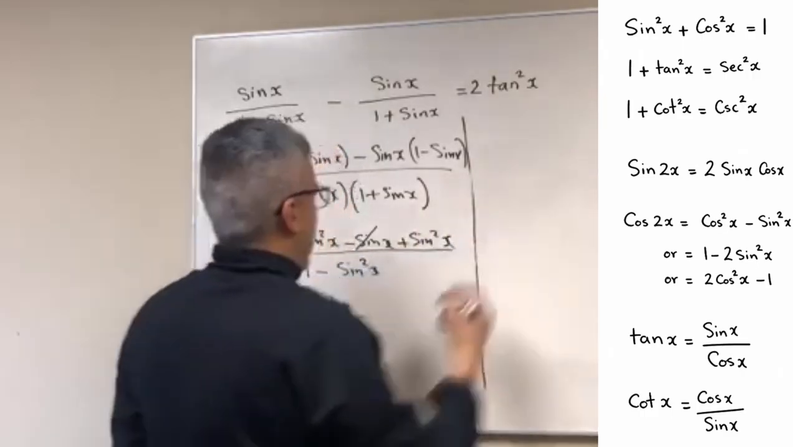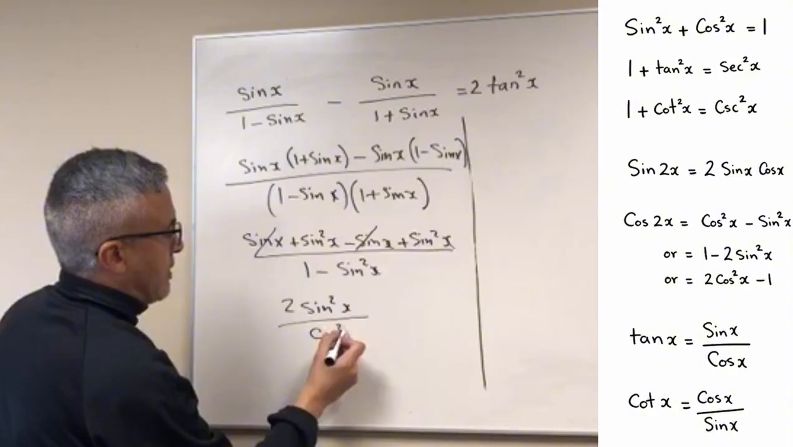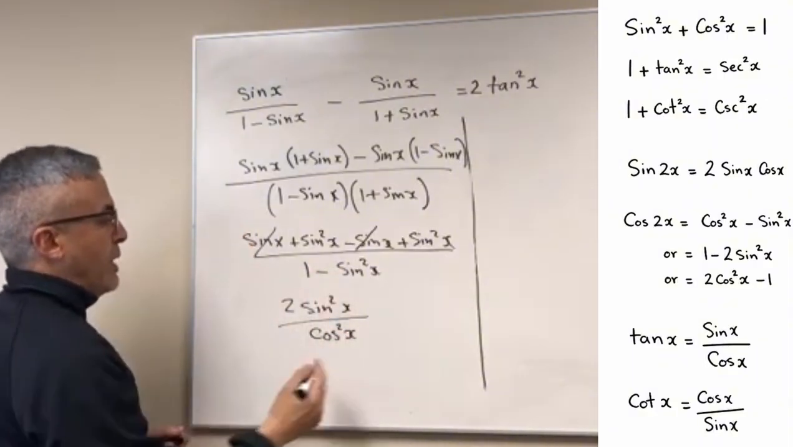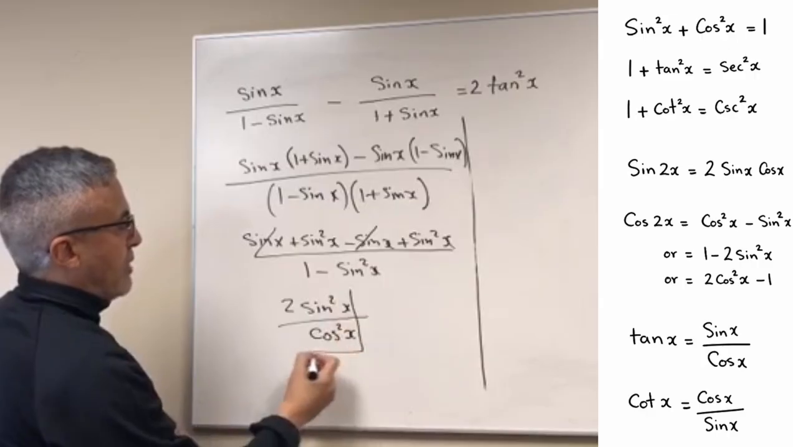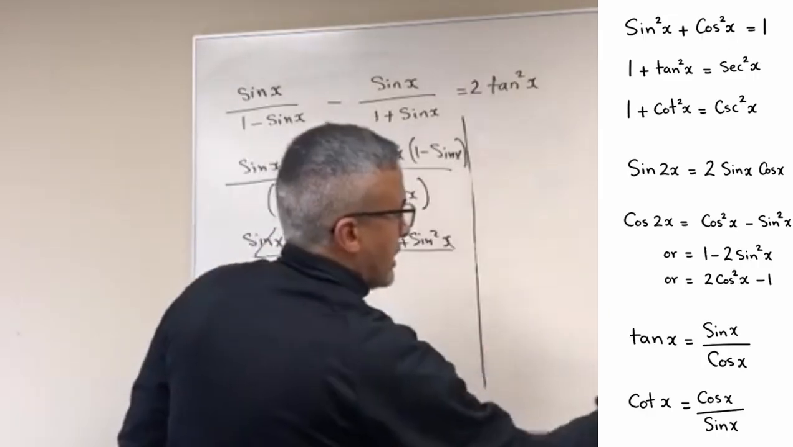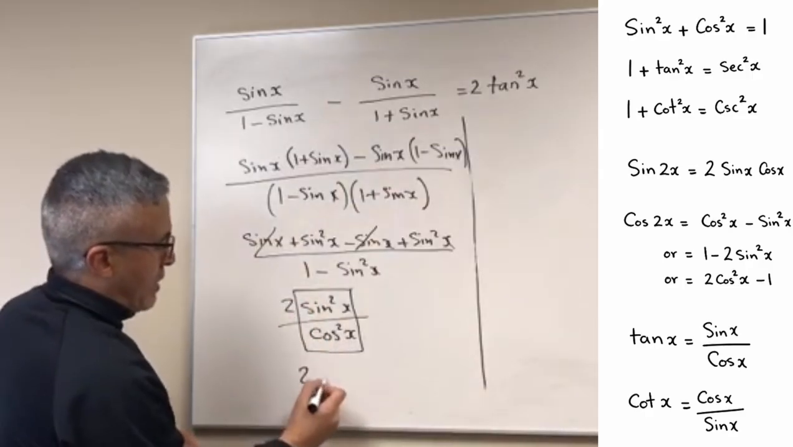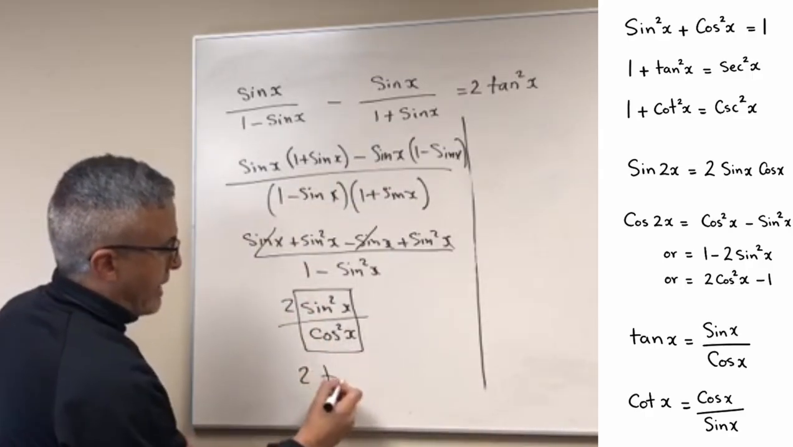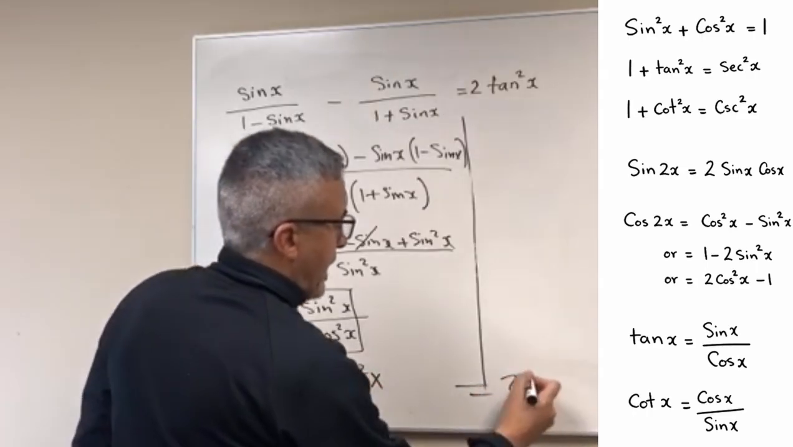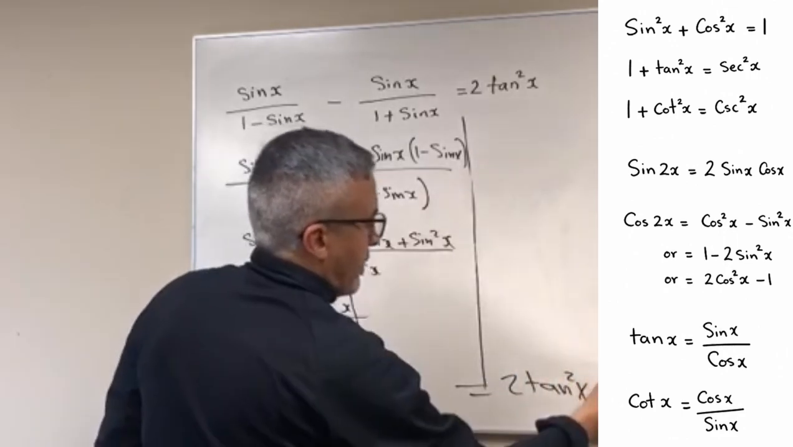Sine squared x plus cos squared x equals 1. We know we could manipulate this to 1 minus sine squared will equal cos squared. Now we have 2 sine squared x over cos squared x, and sine over cos is the identity. That gives me tan x, and since it's squared, we'll end up with 2 tan squared x equals the right side 2 tan squared x, and that's really what we needed to prove, and this is done.